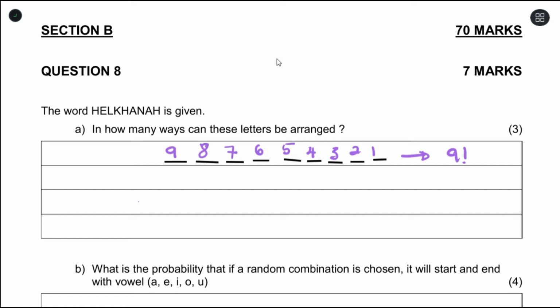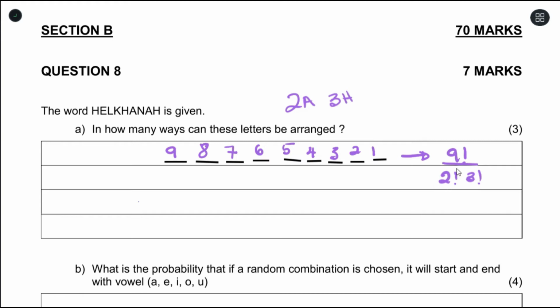Now, this question also has identical letters. We have 2 A's and we have 3 H's. Whenever you have identical letters like this, you always divide the answer you would have gotten by the number of identical letters factorial. Because A has 2 of it, we're going to divide by 2 factorial. Because H has 3 identical letters, we're going to divide by 3 factorial. That's the reason why we do it this way.